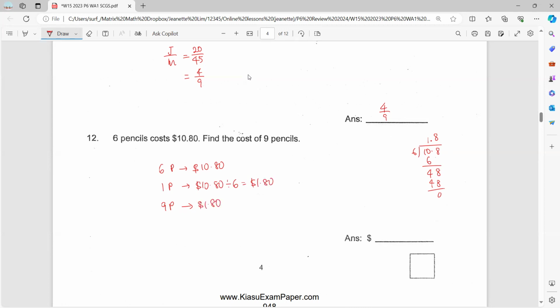Then 1.80 times 9. Okay, 8 times 9, 72, bring over 7. 9 plus 7, 16. So $16.20.